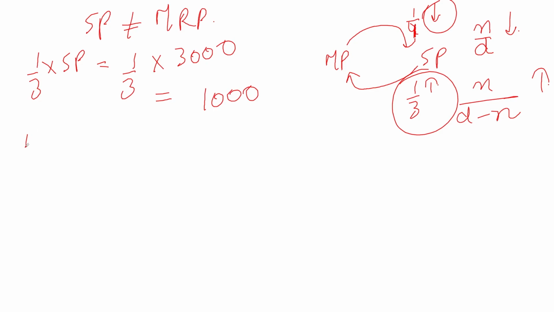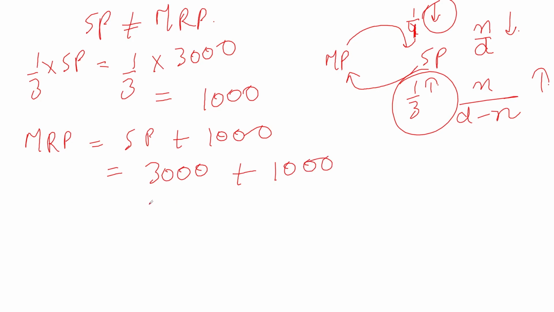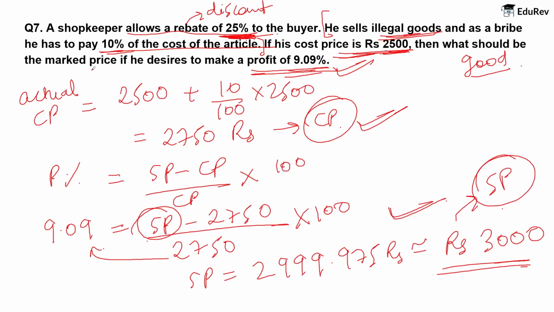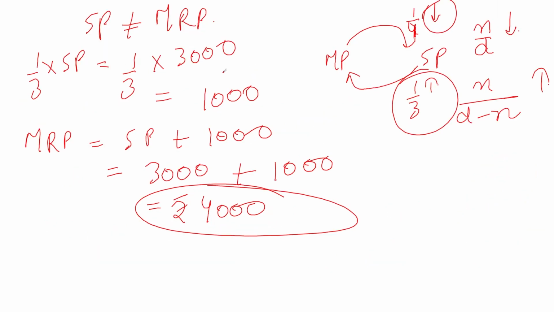So this is the increase. So the MRP will be nothing but SP plus 1000. So selling price is 3000, and the increased value is 1000. So you get your MRP as rupees 4000. So this is what was asked in the question. What is the mark price if he desires to make a particular profit and he gives a discount of 25%.